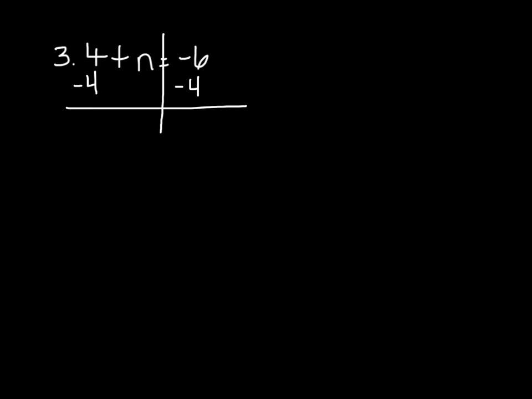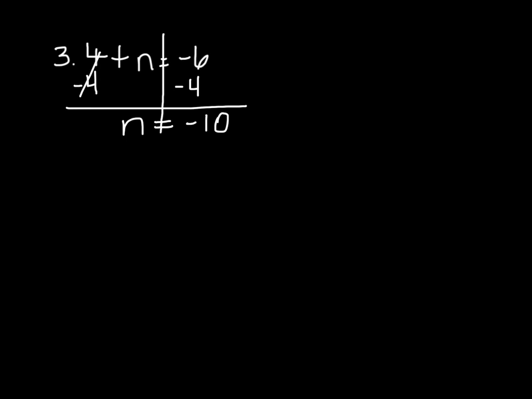I'm going to be left with positive 4 plus negative 4, that's 0. So I can mark those out. I'm done with those. I've got an n left. And the other thing I have left is a negative 6 and a negative 4. When I add those numbers together, I end up with a negative 10.